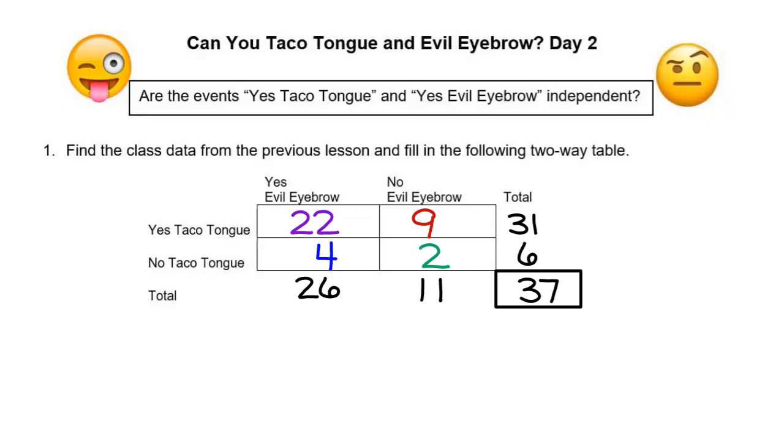We had 22 yes evil eyebrows that could taco tongue, 9 no evil eyebrows that could taco tongue, for a grand total of 31 people that could taco tongue between 5th and 6th period. We had 4 people that could evil eyebrow but couldn't taco tongue, 2 people that couldn't do either. We had 37 people total included in our survey. So let's look down at number 2 then.